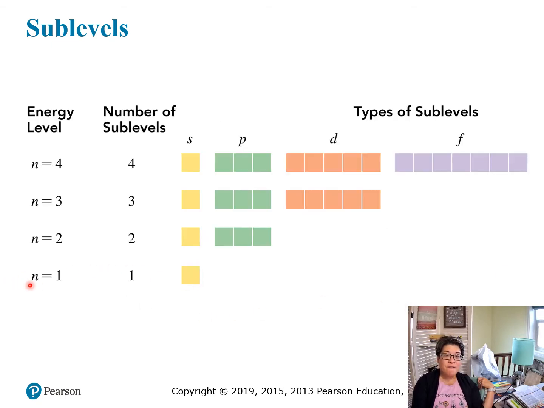Okay, so on that first energy level, like the first shelf, you have one sublevel and it's only an S. It's an S sublevel. I'll show you what that looks like in a second. On your second shelf, you have two sublevels. One of them is an S, so now you have a new S, and you have P sublevels. When you get to the third shelf, you have three sublevels, and they can be S, P, or D. And then when you get to the fourth energy level, the fourth shelf, you can have four sublevels, and they can be S, P, D, or F.